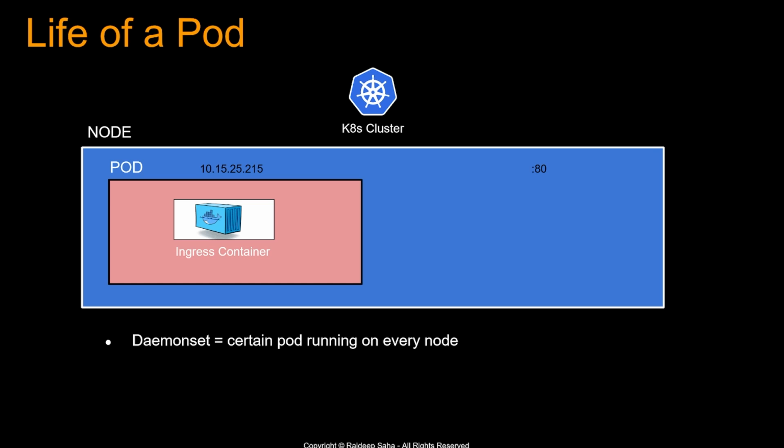When a new node is added to a Kubernetes cluster, a new pod will be added to that newly attached node. One example of a DaemonSet is an ingress controller. So in this case, in this node, you will have a dedicated pod for that ingress.